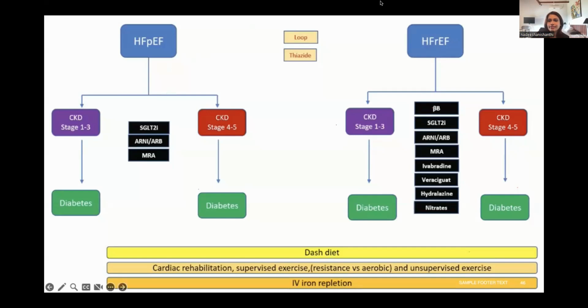For heart failure with reduced ejection fraction, we can use beta blockers, SGLT2 inhibitors, ARNI or ARBs, MRAs, ivabradine, and vasodilators. Exercise is very, very important, as well as the DASH diet.